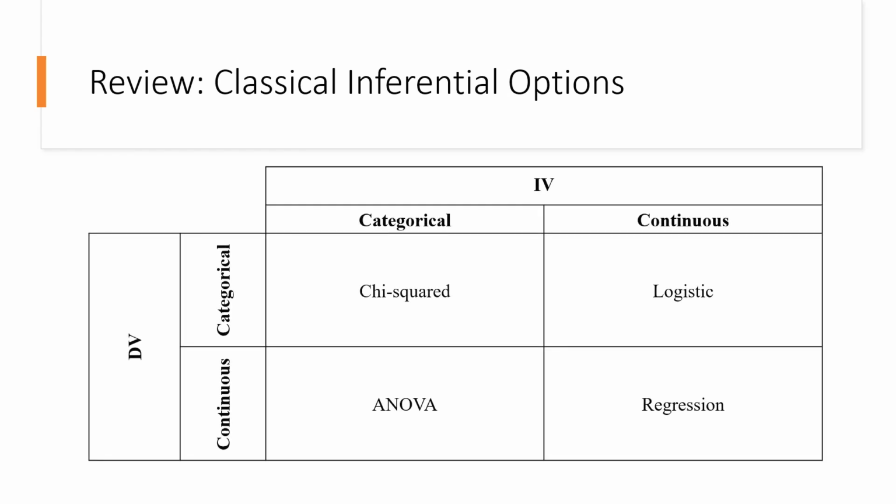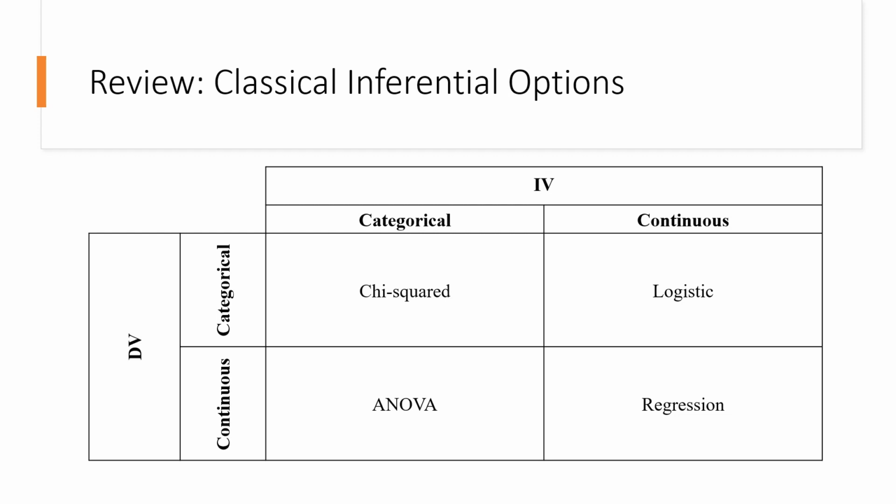So quickly, I want to place the discussion of this lecture within the broader discussion of our classic inferential options. We have independent variables and dependent variables. We have continuous and categorical variables. And again, classic options, if we had a categorical dependent variable and a categorical independent variable, we would use a chi-squared.